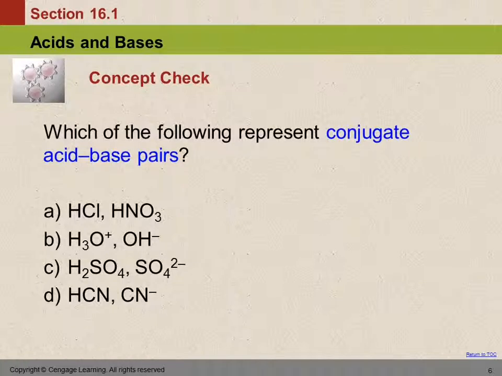So we should learn to identify conjugate acid-base pairs. And the way you do this is you look at the two things that are proposed as a pair, and you say, is the only difference that one has a hydrogen ion and the other does not? So let's look at this first one, HCl and HNO3. What's different about those? Well, one has nitrogen and oxygen, and one has chlorine. That's a lot more different than just one has a hydrogen and one doesn't. That's not a conjugate acid-base pair.